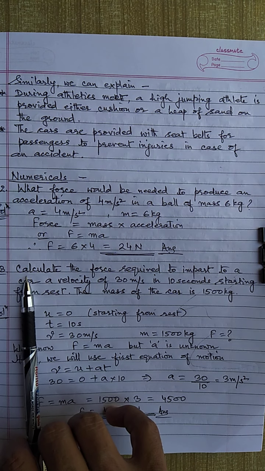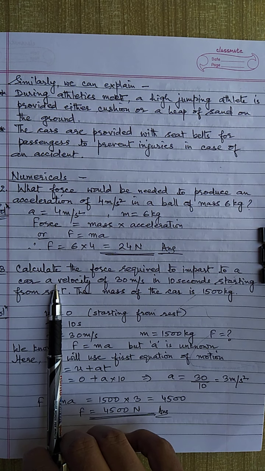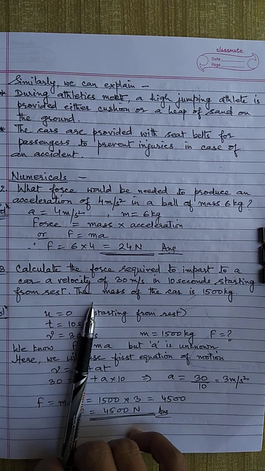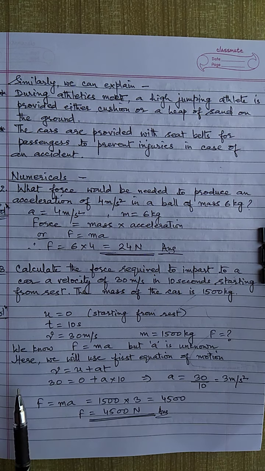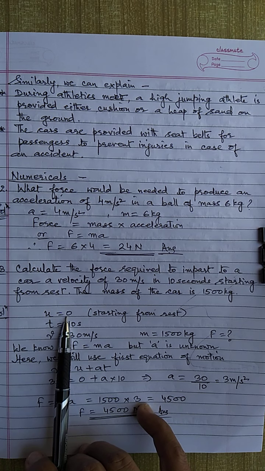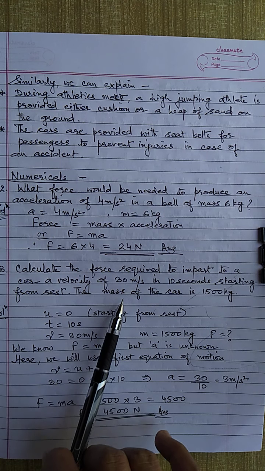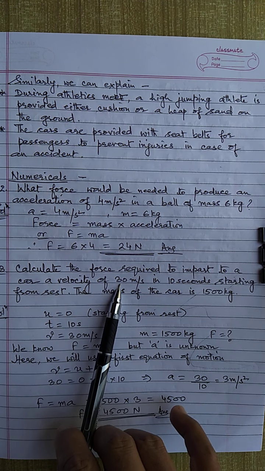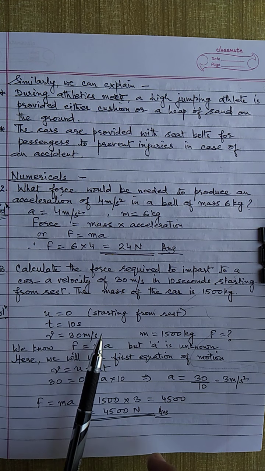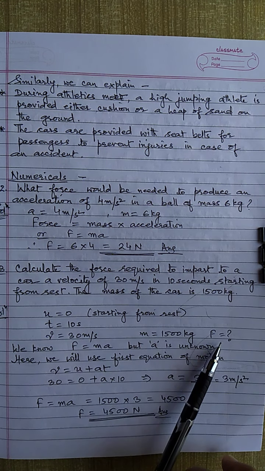The next question is: calculate the force required to impart to a car a velocity of 30 meter per second in 10 seconds starting from rest. The mass of the car is 1500 kg. Since it starts from rest, the initial velocity is 0. The final velocity is 30 meter per second, and the time taken is 10 seconds. The mass of the car is 1500 kg, and we have to calculate the force.